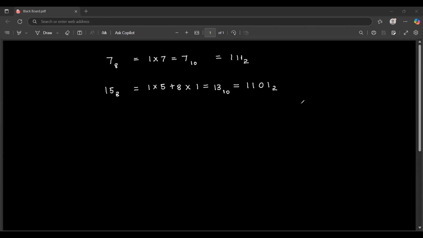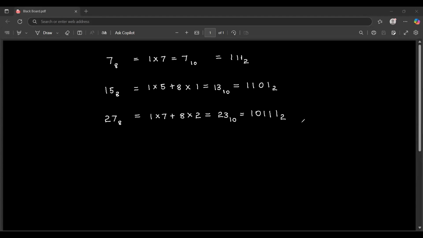Okay, let's try another question. So let's say we have 27 to the base 8. Well, that will be equal to 1 into 7 plus 8 into 2. So 1 into 7 is 7 and 8 into 2 is 16. So it will be 23 to the base 10. Well, 23 to the base 10 can be written as 16 plus, 16 means we have 7 left, so no 8. There will be a 4, there will be a 2, there will be a 1. So it will be 10111 to the base 2.